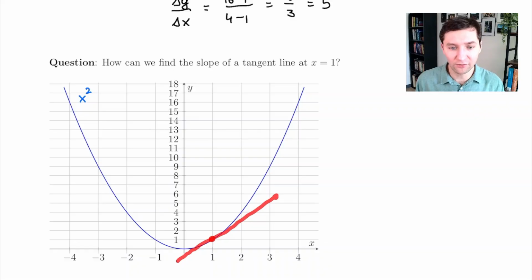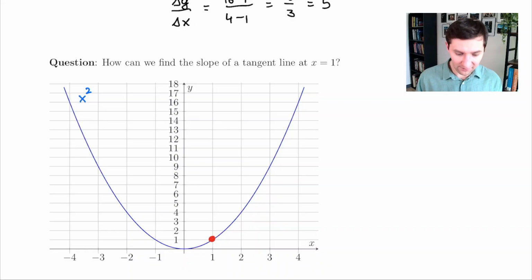Unfortunately, I cannot use the picture of the tangent line to find the slope of the tangent line. And that is because the picture can be imprecise. Maybe the tangent line I drew is slightly too steep, or maybe it is not steep enough. I need a more rigorous way of finding the slope of the tangent line at x equal to 1.